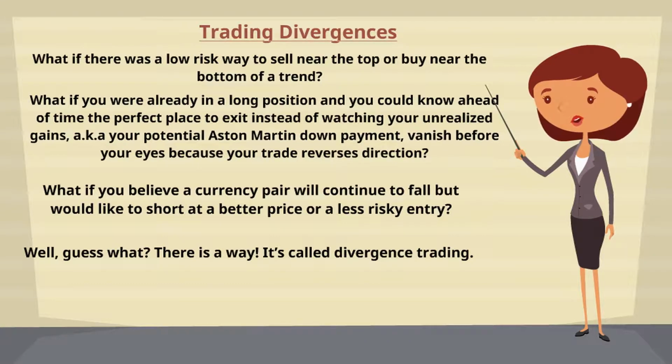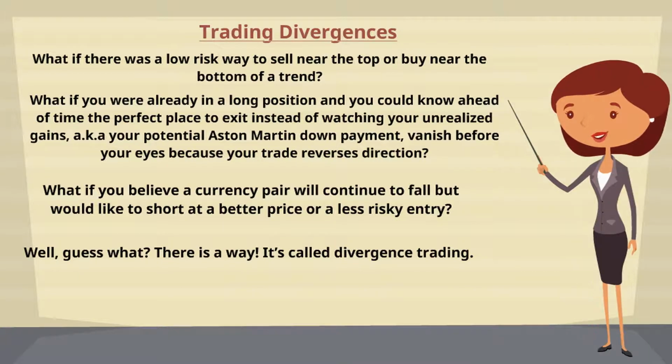Trading divergences. What if there was a low-risk way to sell near the top or buy near the bottom of a trend? What if you were already in a long position and you could know ahead of time the perfect place to exit instead of watching your unrealized gains, aka your potential Aston Martin down payment, vanish before your eyes because your trade reverses direction? What if you believe a currency pair will continue to fall but would like to short at a better price or a less risky entry? Well, guess what? There is a way.